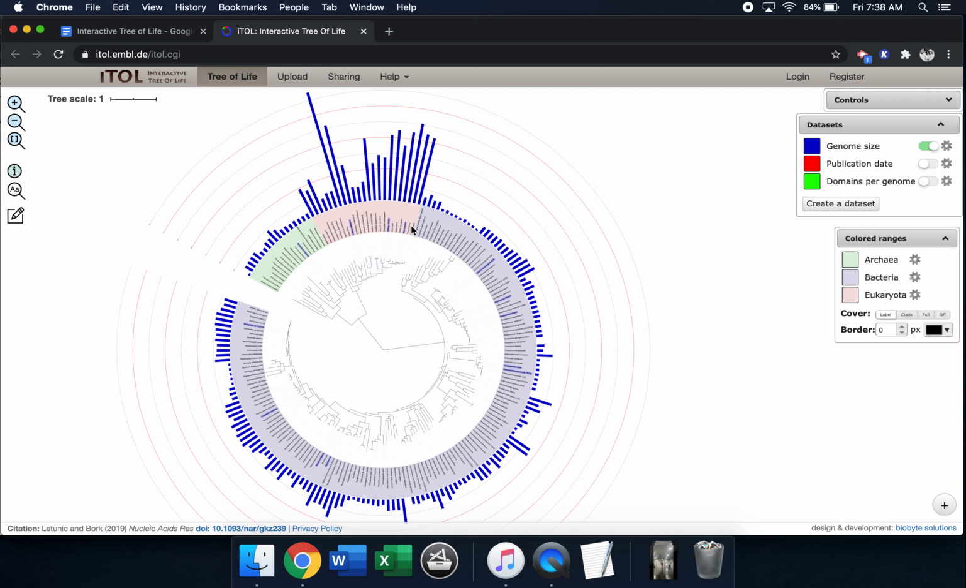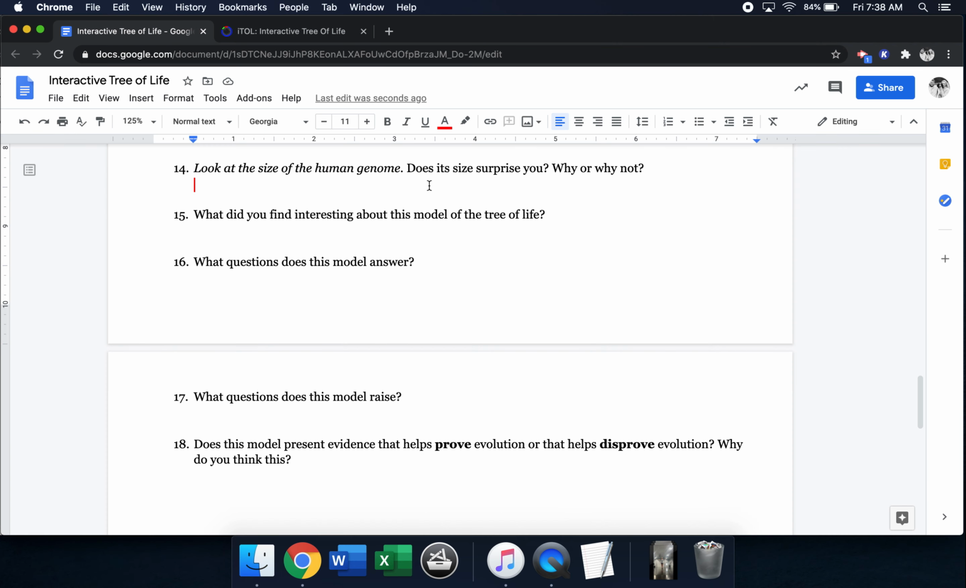So I'm going to let you answer this on your own. So here's where humans is. Not the largest, not the smallest. Does its size surprise you? You get to answer that on your own. And why or why not? Does it make sense that it has a large genome size? Does it make sense that it's not the largest? Would you expect it to be the largest? I did. So I'll let you answer that on your own.